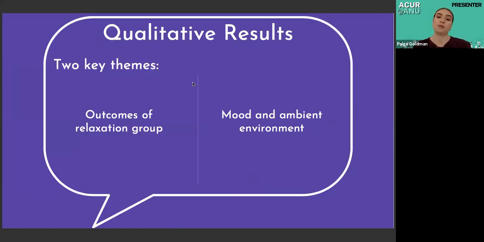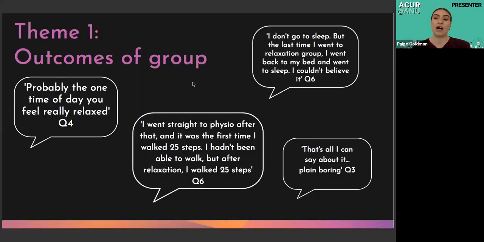So 2 key themes emerged from our qualitative data: the outcomes of relaxation group, including mood, sleep, and ability to engage in rehabilitation, and the mood and ambient environment of the group. The first theme was defined as the outcomes of the relaxation group, with the majority of participants really identifying positive impacts on mood. In addition to mood, bodily functions such as sleep were noted to have a positive impact, with many participants commenting that they fell asleep either during the group or immediately following the group.